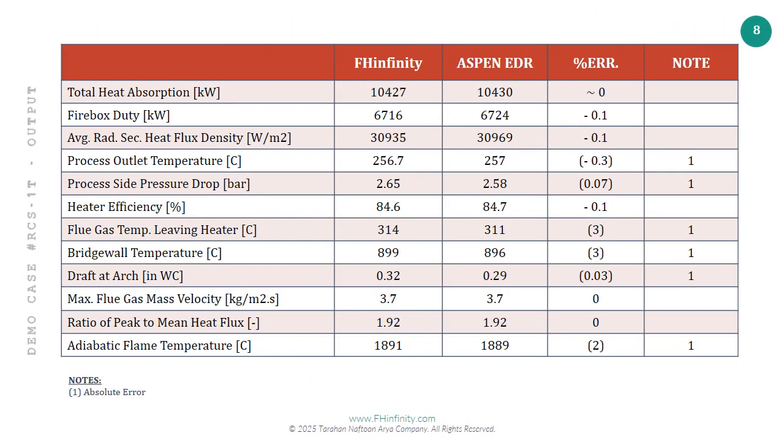Okay, look at the results. Total heat absorption? The error is near zero. Efficiency? Less than 0.1% difference. Bridge wall temperature? Within 3 degrees. This tells us one thing. FHinfinity is validated. We match the industry standards, but we go further.